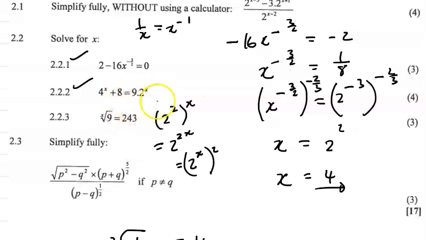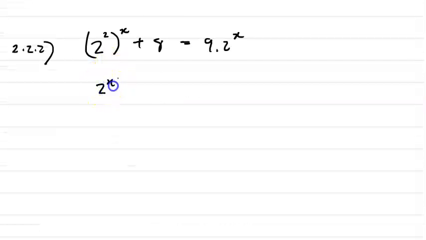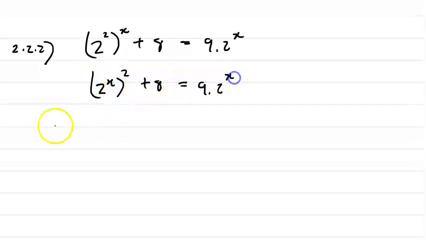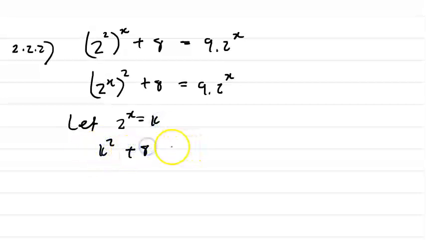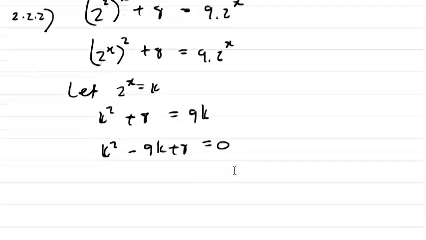Once again, we're going to get a quadratic. We're going to solve. So let's look at that 2.2. Do the following. I'm going to say 2 to the x all squared plus 8 equals 9 times 2 to the x. So we're going to let 2 to the x equal k. Therefore, we're going to get k squared plus 8 equals 9k. K squared minus 9k plus 8 equals 0.